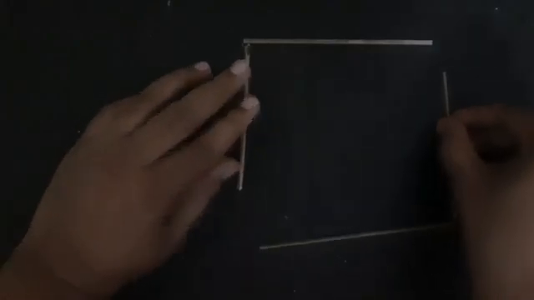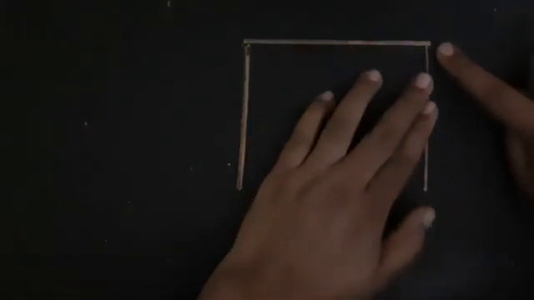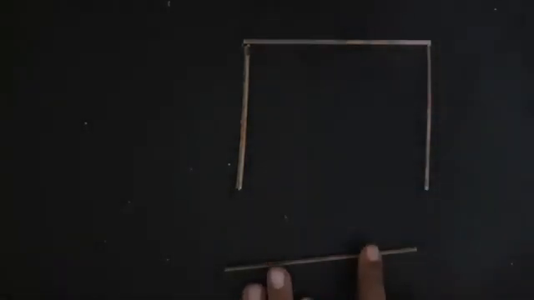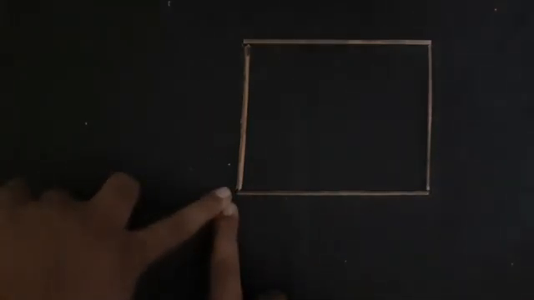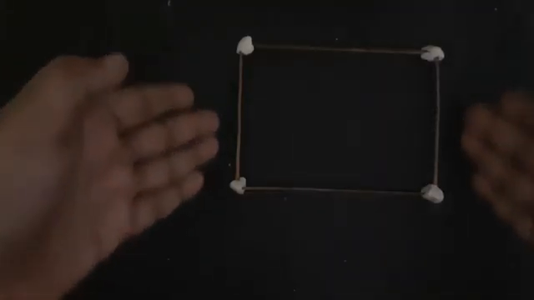In the same way, now I'm joining these two lines. Where is the corner now? Yes, this is the corner. Now I'm joining this line here. So when we are taking these two lines, this is the corner, and when we are taking these two lines, this is a corner. Very good children. Now these lines we call sides, and these 4 points we call corners.